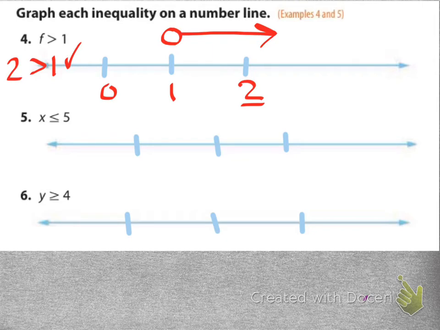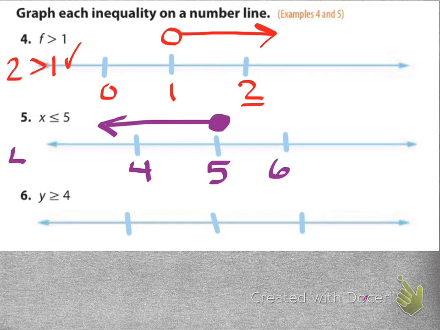For number 5 here, X is less than or equal to 5. So I'm going to put my 5 as my middle, 4 and 6 on each side. It is a closed circle because it's equal to. Can X be 5? Yes, it can be exactly 5. But it also can be less than. So can it be 4? Is 4 less than or equal to 5? Yes, it is.